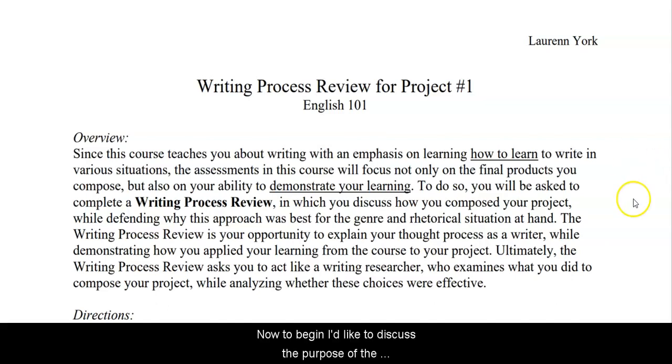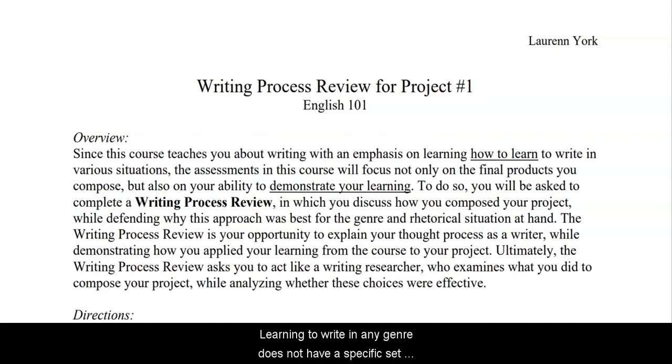Now, to begin, I'd like to discuss the purpose of the writing process reviews, which requires me to explain our approach to writing this semester. The goal of this course is to teach you about writing, so that you become more confident in your abilities to write in any genre. With that being said, you are not expected to learn how to write, but to learn how you can learn to write in various situations.